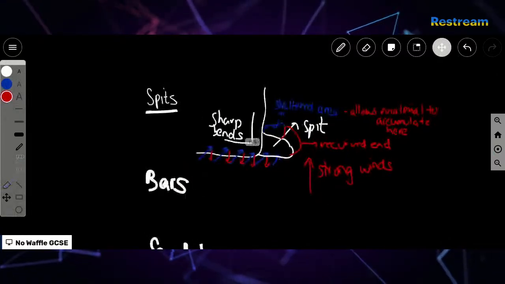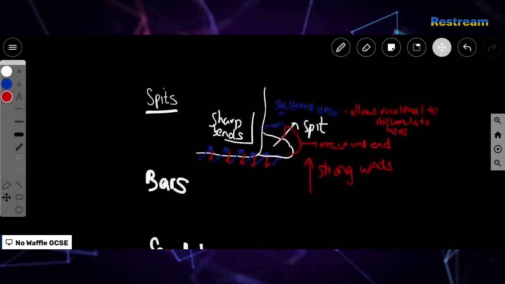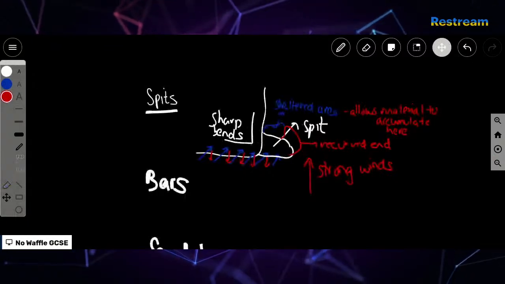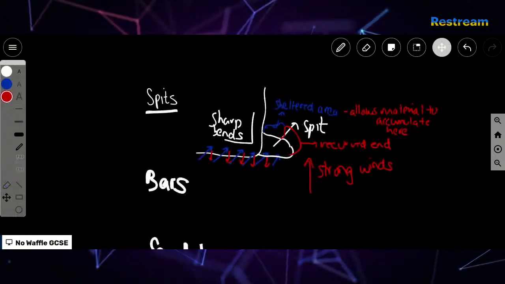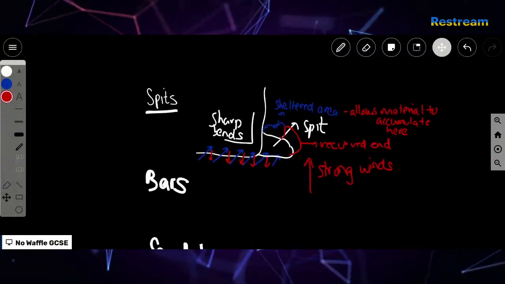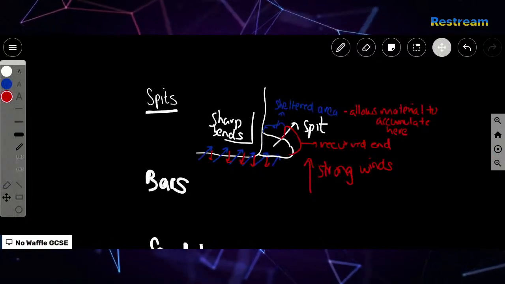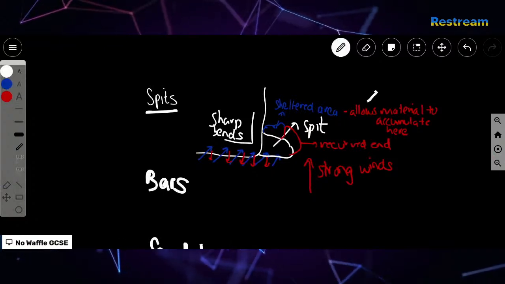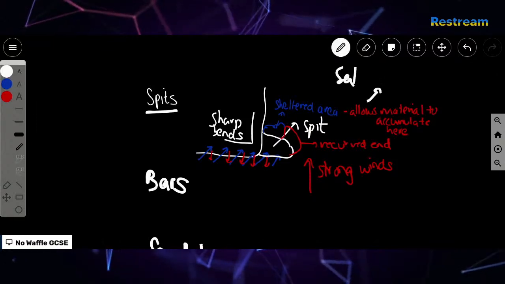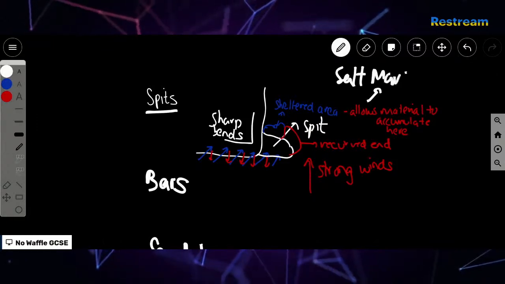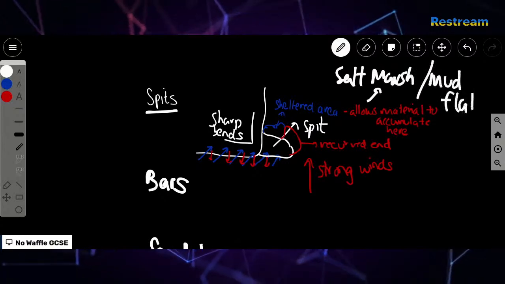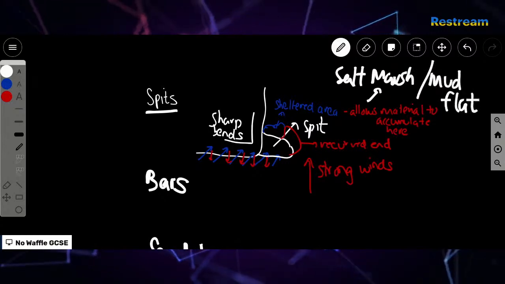Now, over time, this sheltered area behind the spit can form something that we call a mud flat or a salt marsh. So, this sheltered area allows material to accumulate and can sometimes form what we call a salt marsh or a mud flat. So that's the formation of a spit.